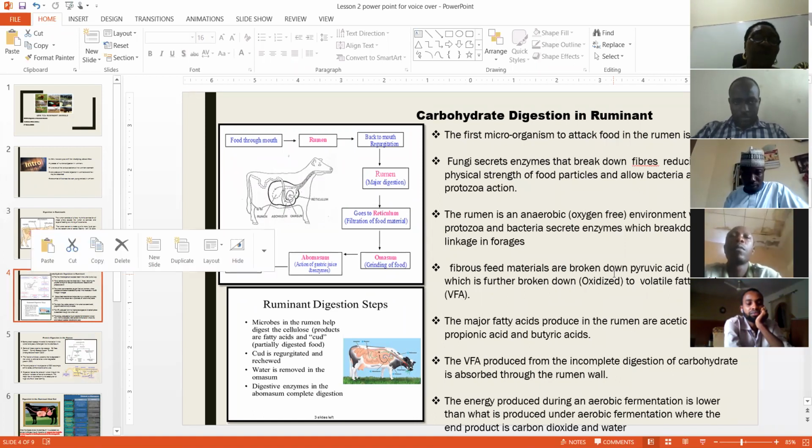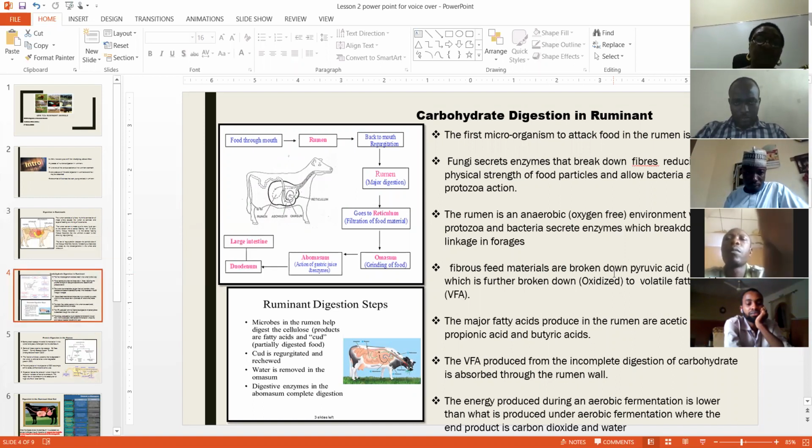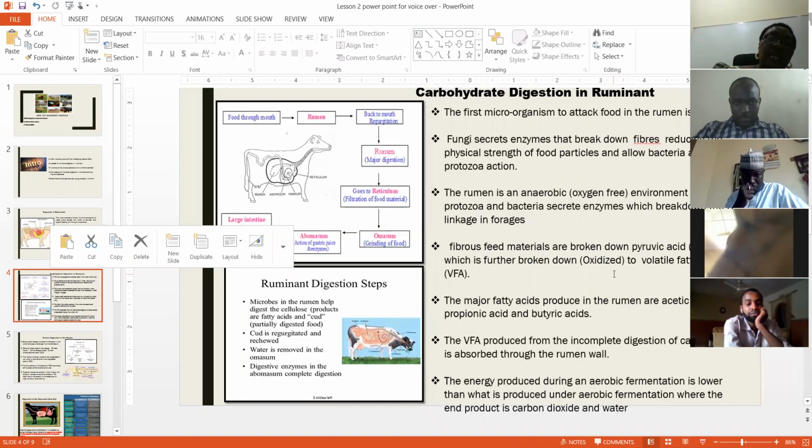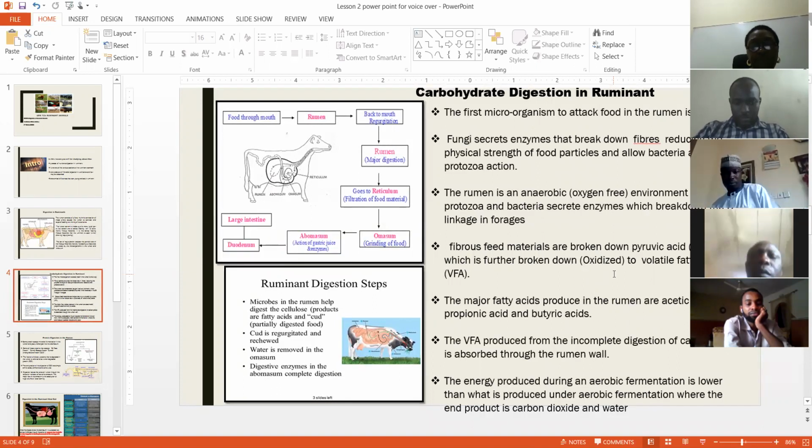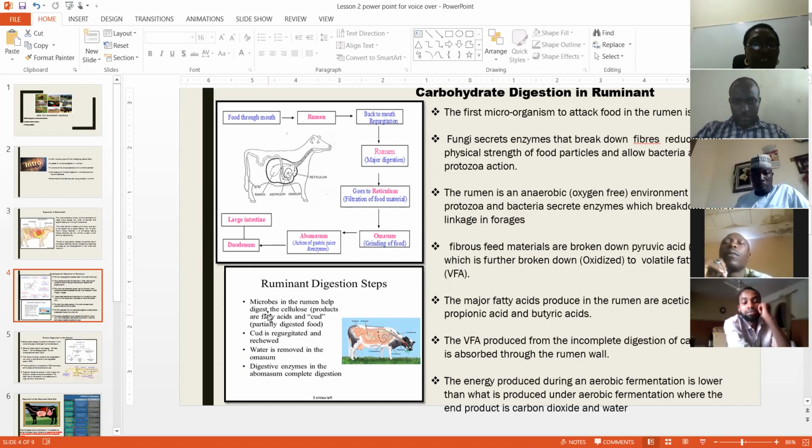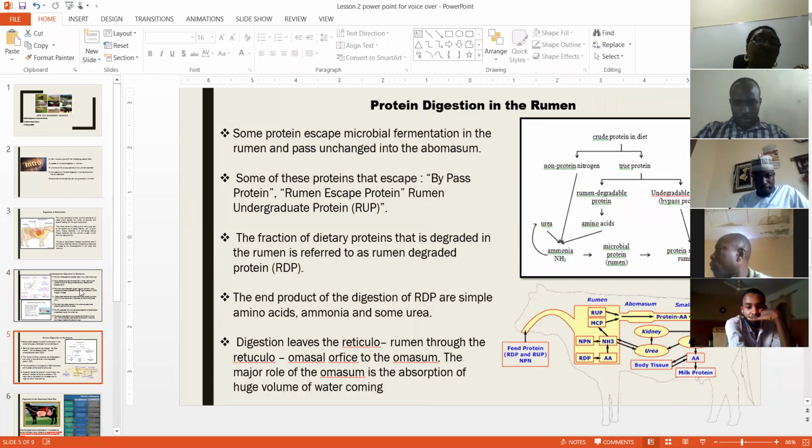And this takes me to another aspect of the digestion process. I want us to look at the diagram that you have in the second aspect. You can see that microbes in the rumen help digest the cellulose, producing products such as fatty acids, and they also help in regurgitation and rechewing of food, and water is absorbed in the omasum and digestive enzymes act in the abomasum. That is the one that we intend to look at very closely in ruminants.